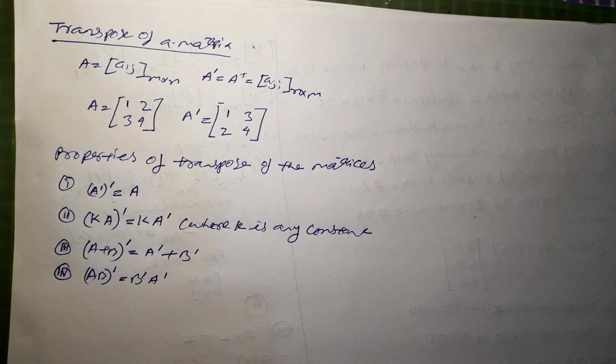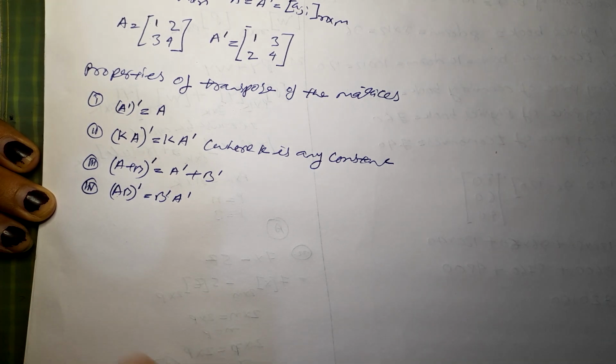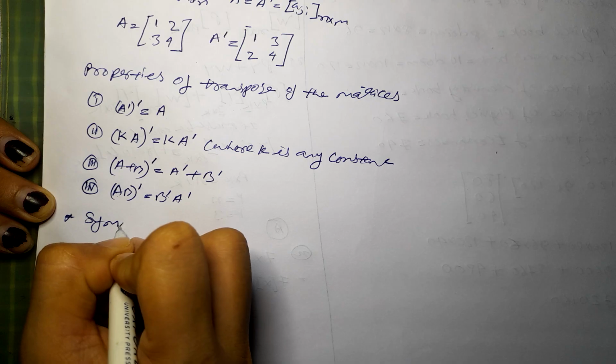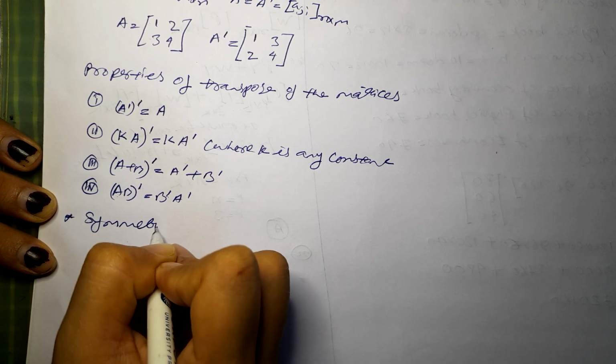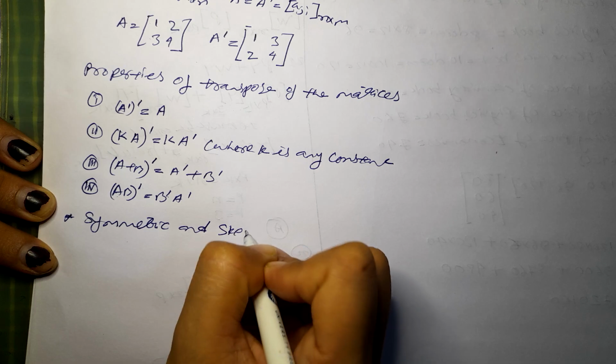Now here we have two theorems. The proof is not required, only the theorem. What does the theorem state? Oh no, before the theorem we need the symmetric and the skew symmetric matrix. So first, symmetric and skew symmetric.